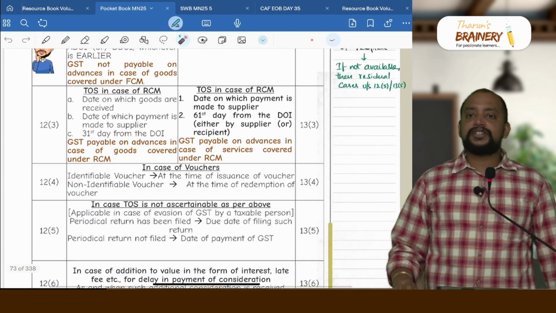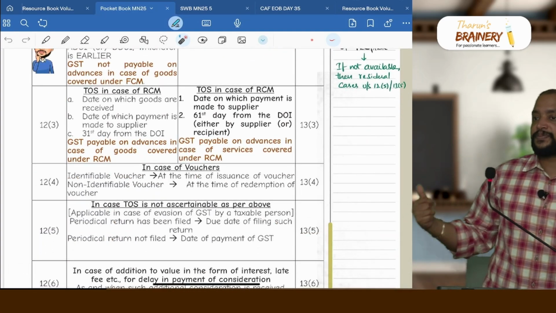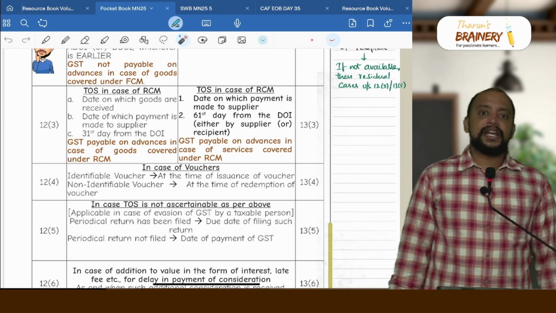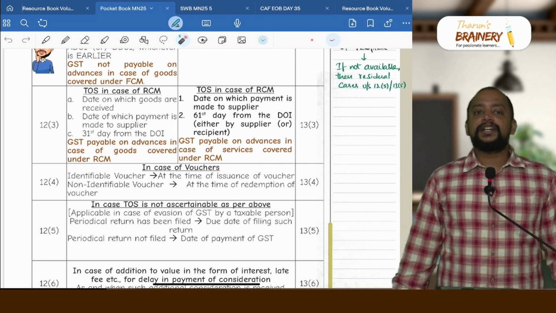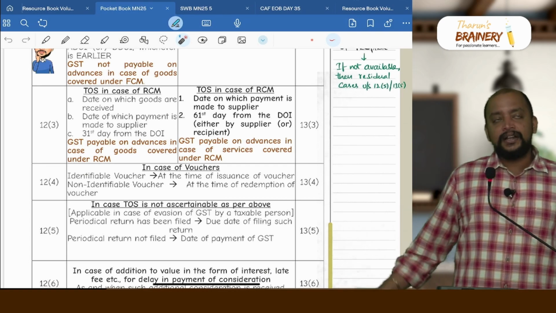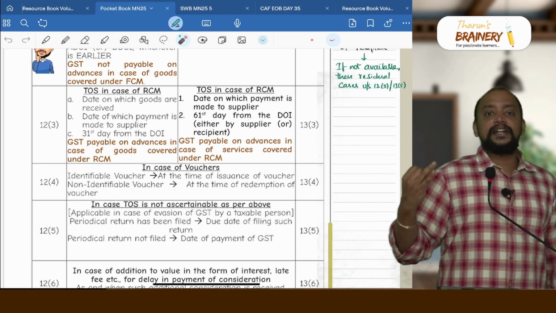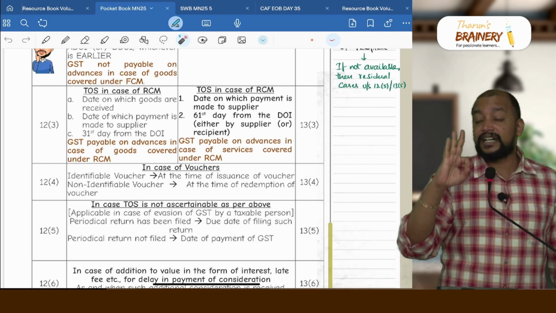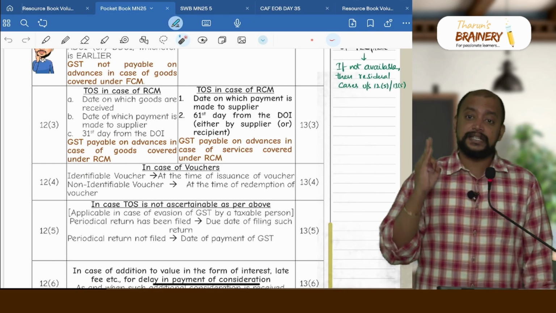Then time of supply in case of RCM is 12 subsection 3 and 13 subsection 3. So we need to know what are the cases where it is RCM. So accordingly we need to determine the time of supply. So in case of RCM, we need to see the date on which goods are received, date on which payment is made to supplier, or 31st day from the date of invoice, whichever is earlier.